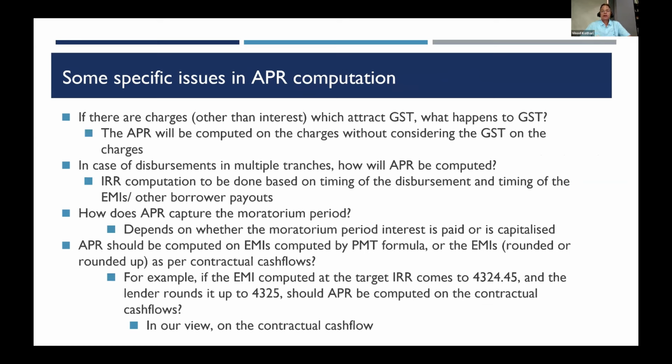In case of disbursements in multiple tranches, how will APR be computed? Let's say I'm disbursing money in multiple tranches. Let's say in case of home loans, disbursements happen in multiple tranches. How will the APR computation be done? IRR computation allows you to have the cash outflows at different points of time. So you will write the disbursements exactly as they happen, and compute APR based on the actual disbursement date. I would have actually shown quickly the example of that as well. So let me just share how that computation would work.